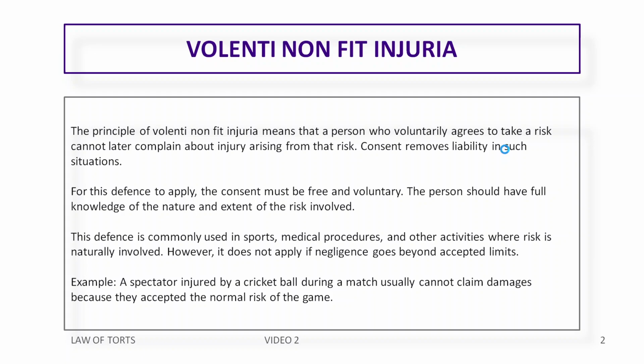This defense is commonly seen in activities where risk is naturally involved, such as sports, adventure activities, or medical procedures. However, it does not protect the defendant if they act negligently beyond the accepted limits. The defendant must still follow reasonable standards of care.